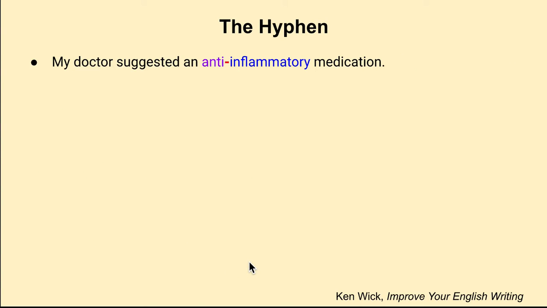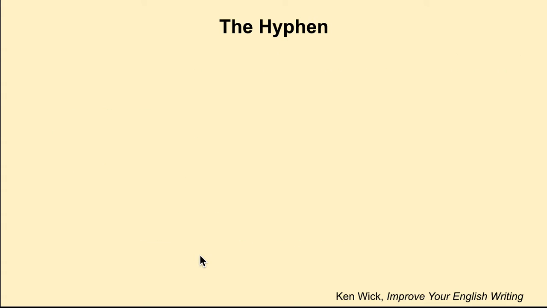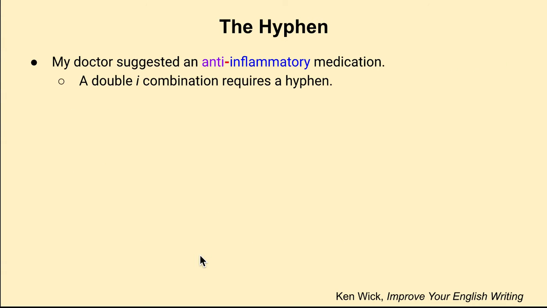By the same token, like the double A, the double I combination requires a hyphen. So the sentence, the doctor suggested an anti-inflammatory medication. Here you have a prefix ending in I and a word beginning with I, and this double combination of I actually requires a hyphen, because remember, we're going back to a word that might be misread.